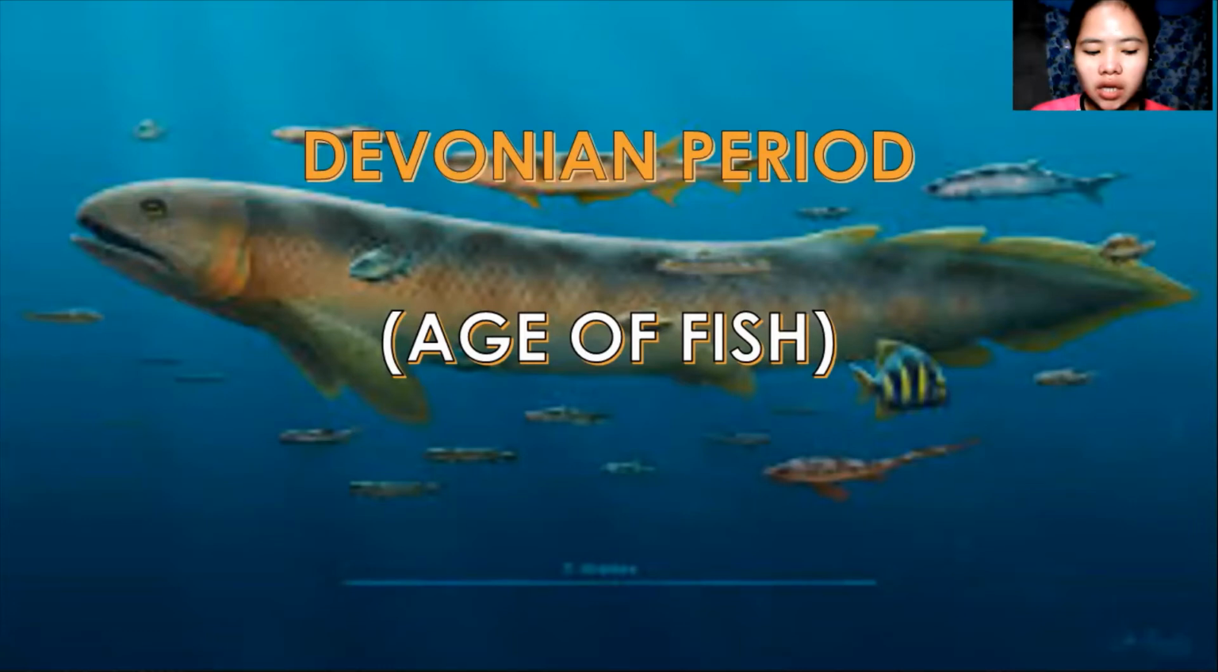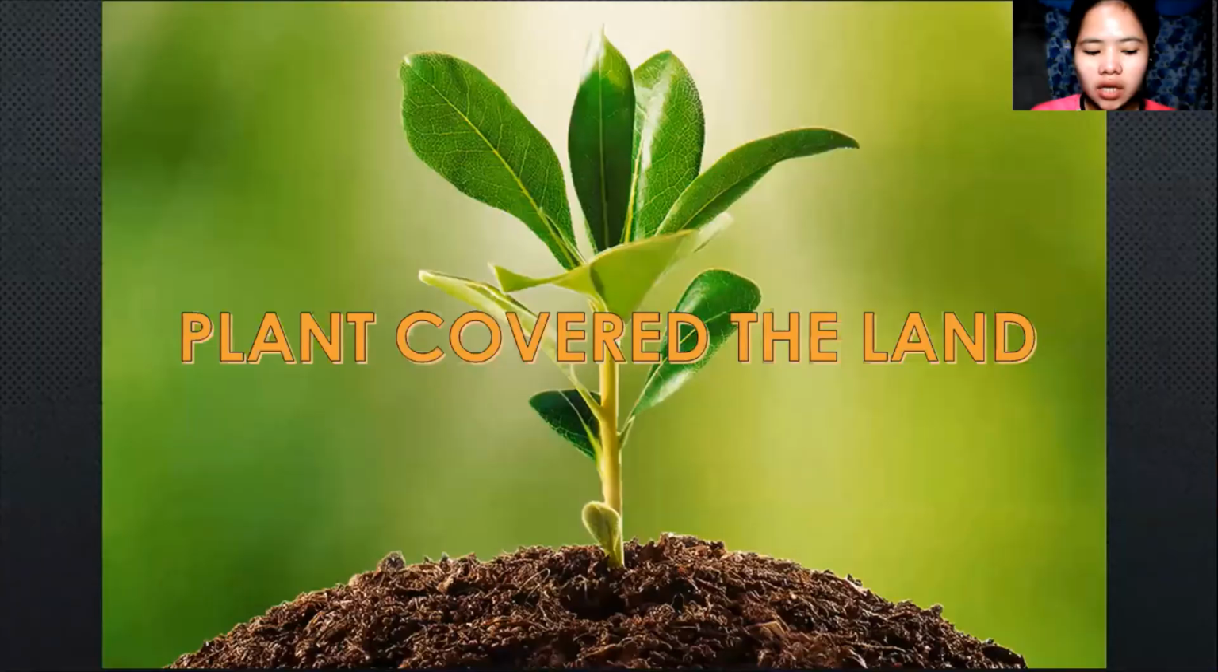So the continents of North America and Europe collided. So this is what we call Euramerica. So aside from the collision of continents, we also have plants covering the land. So most of the area during the Devonian is kina-cover na siya ng existence ng mga tanim.